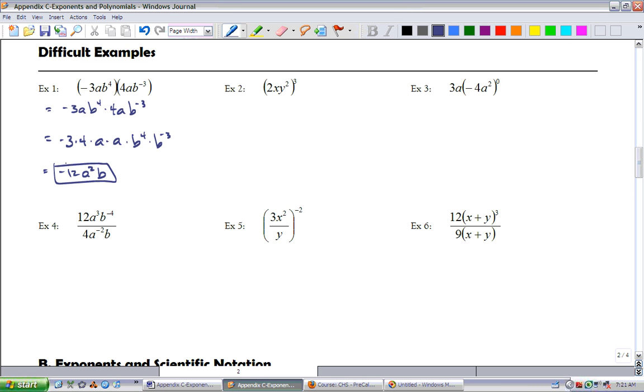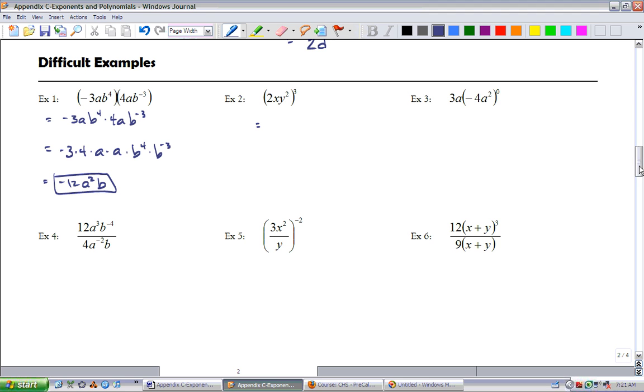Okay, because we would add the 4 and the negative 3, which is b to the 1st, and that would be your answer. In the next one here, we would use our power to a product rule, and we end up with 2 cubed times x cubed times y squared cubed, or 8 x cubed y to the 6th. Okay?